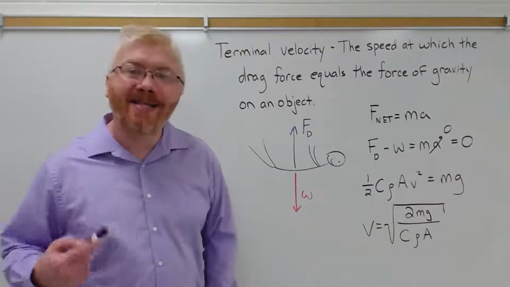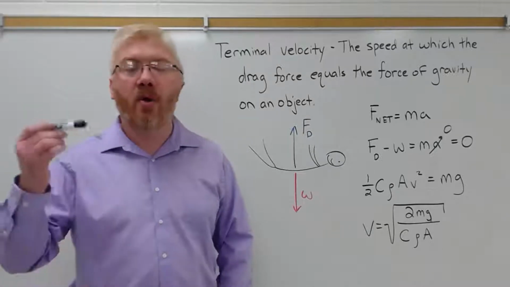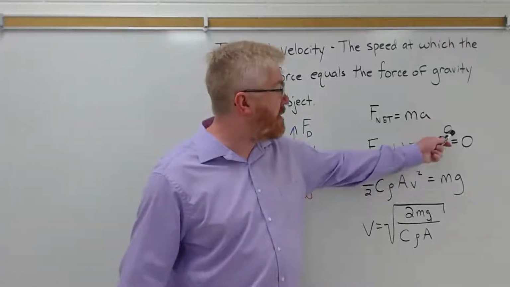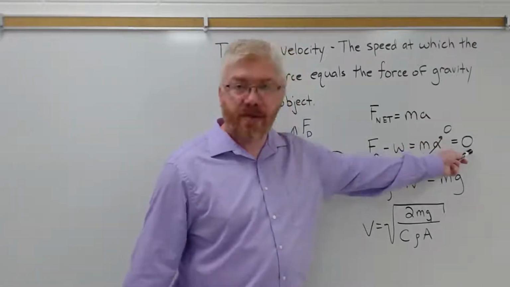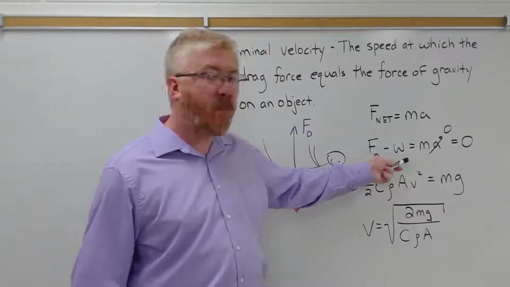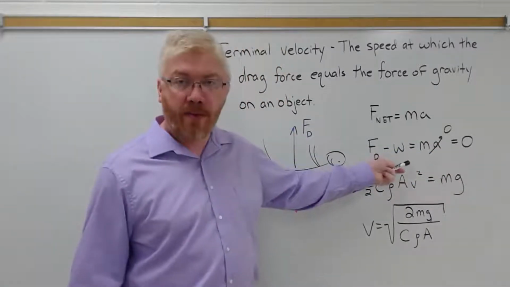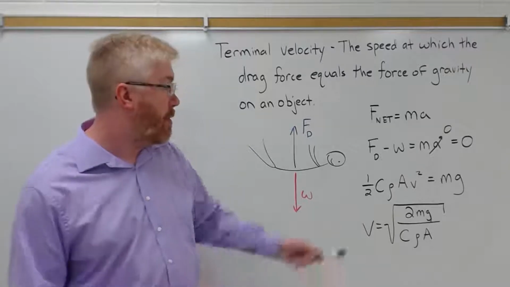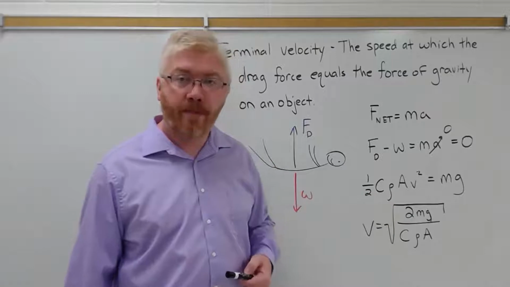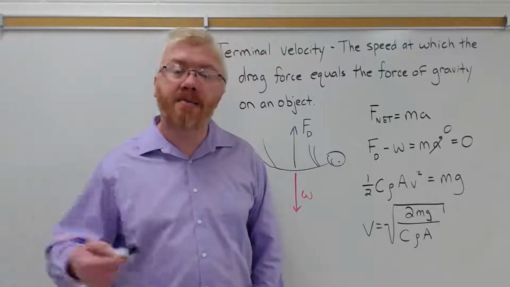But at terminal velocity, the acceleration is 0. The object is no longer accelerating, it's no longer gaining speed. So if a is 0, that means this whole equation is equal to 0, which means that F sub d minus W, the drag force minus the weight, has to be 0. The only way it's 0 is if these two forces are equal to one another. So let's set them equal to one another. Here's the drag force, 1/2 c rho A times v squared, is equal to the weight of the object, which is m times g, mass times acceleration due to gravity.